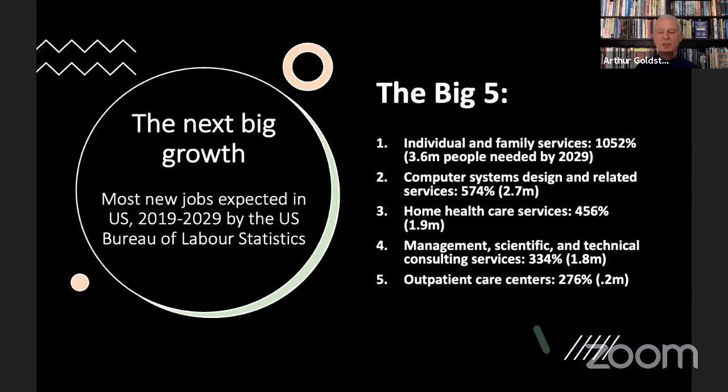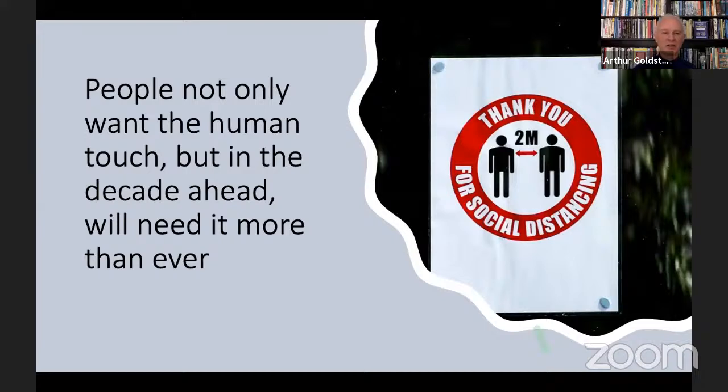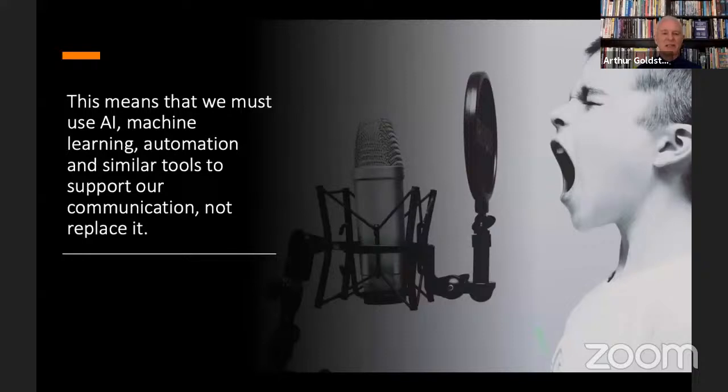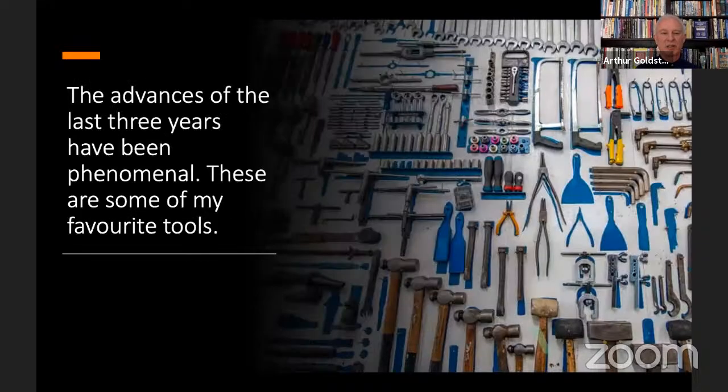But the main job demands of the coming decade are going to be heavily human-oriented, because people not only will want the human touch in the decade ahead, but after all the social distancing of the last year and a half, and probably the next year and a half, they're going to need that human touch more than ever before. And that means that we must use artificial intelligence to support our communication and not replace our communication or our interaction with individuals.